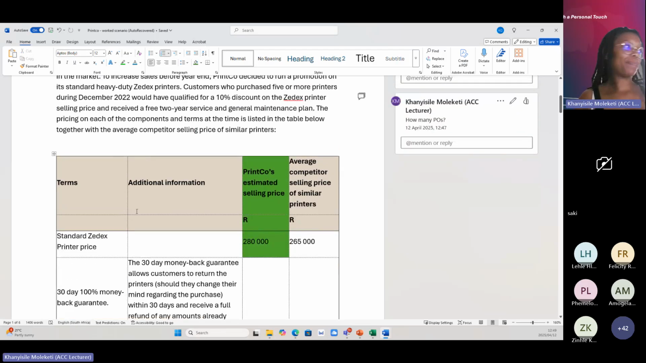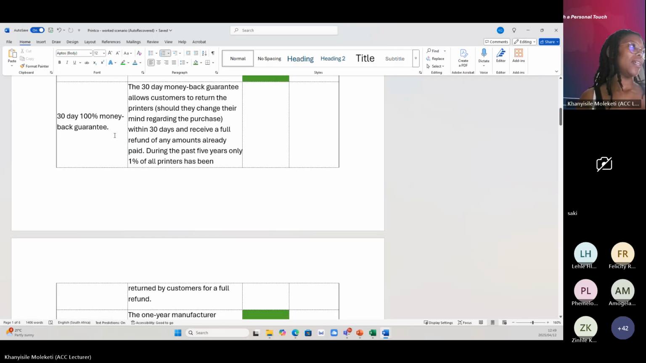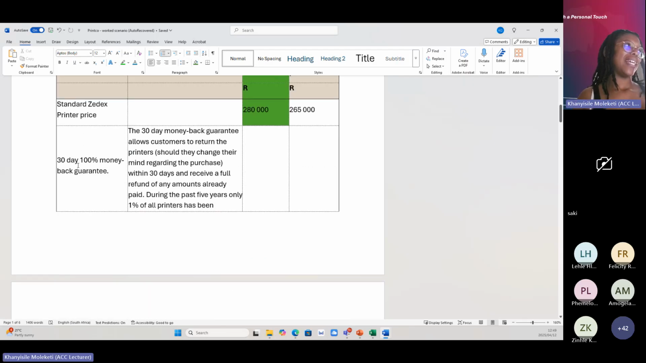So in this table, they then give us the ZX printer price. They start with a 30-day, 100% money back guarantee.